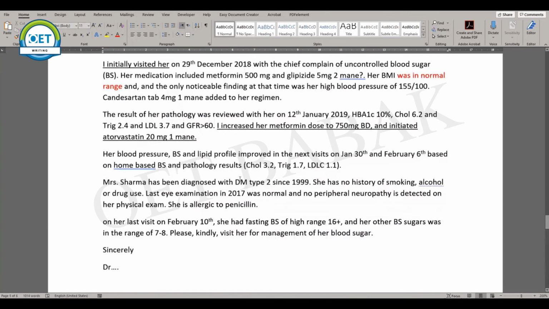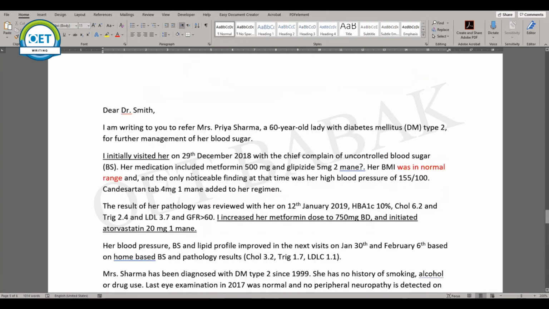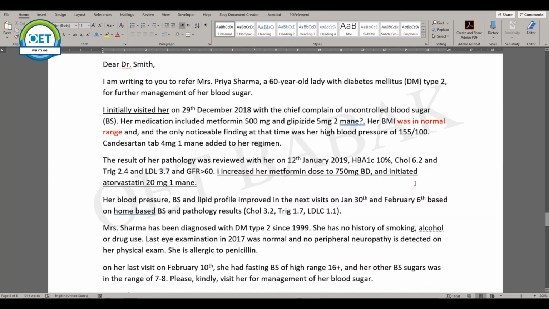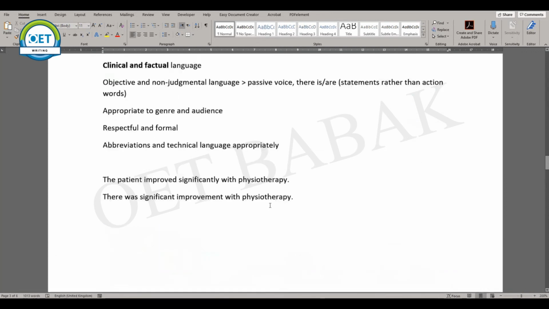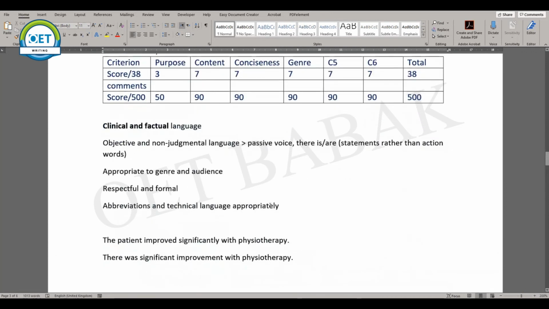Right. So here, her BMI was in normal range. We don't want this because it is judgmental language. So we don't say it is normal. We don't say it is abnormal. All we say is that her BMI is 24. That's it. So that is non-judgmental language.